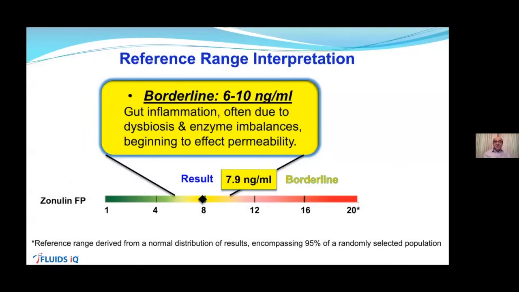That's very different from what happens as you enter into a borderline area where you're now getting much more definitive gut inflammation. Often that's due to dysbiosis, various types of food and enzyme imbalances, and it's now beginning to affect the permeability. You would like to be able to catch your patients or clients at this point because it's much easier to treat them at this time.